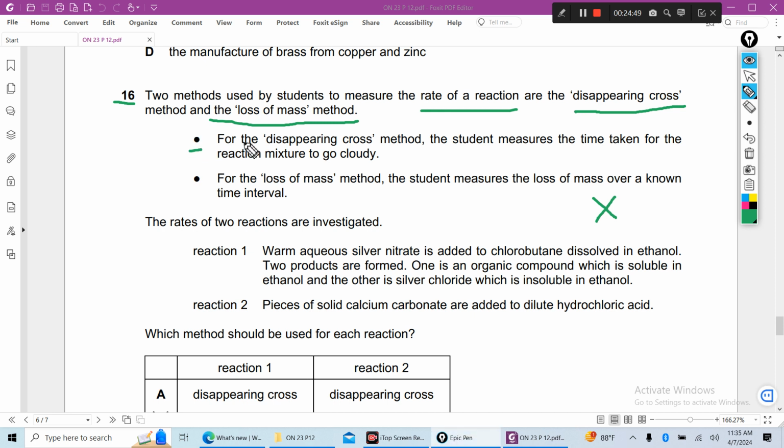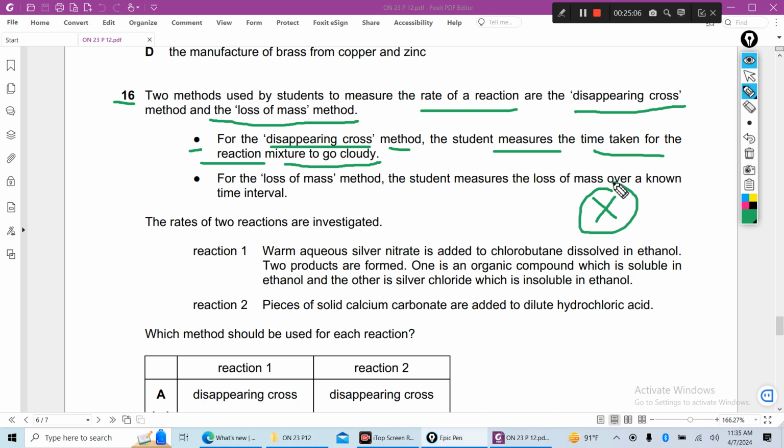So here, number 1, for the disappearing cross method, the student measures the time taken for the reaction mixture to go cloudy. When a cloudy white precipitate is formed, you cannot see the cross sign. So you can measure how much time it takes for the cross sign to disappear. Second, for the loss of mass method, the student measures the loss of mass over known time intervals.